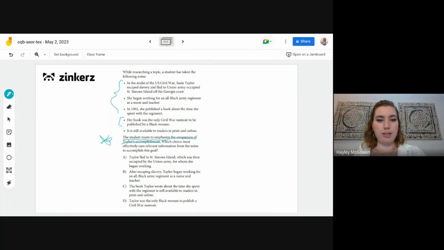So let's look at our answer choices to see which one best fits this goal, again, of emphasizing the uniqueness of Taylor's accomplishment. So Taylor fled to St. Simon's Island, which was then occupied by the Union Army, for whom she began working. So this is maybe talking about her accomplishment and what she's doing, but not so much about the uniqueness of it or a lot of explanation to her reader. We'll keep going. Then we have option B.